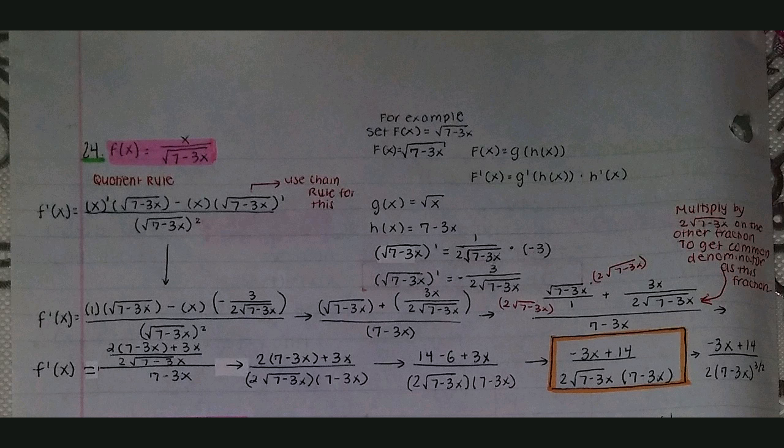Using the chain rule for the derivative of radical 7 minus 3x, as you can see on the side, I found that the derivative was 3 over 2 times radical 7 minus 3x. So using that derivative, I further simplified the fraction. I had to multiply radical 7 minus 3x over 1 by a common denominator so that I could combine the top two fractions. After simplifying further, I got an end result of negative 3x plus 14 over 2 times radical 7 minus 3x times 7 minus 3x.